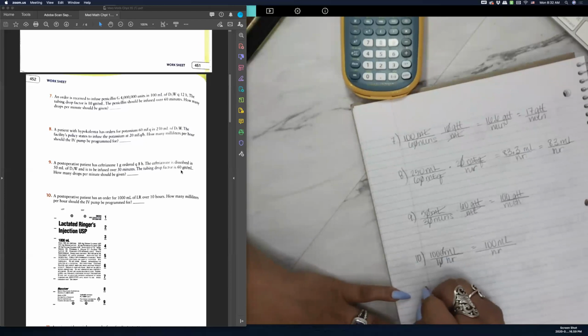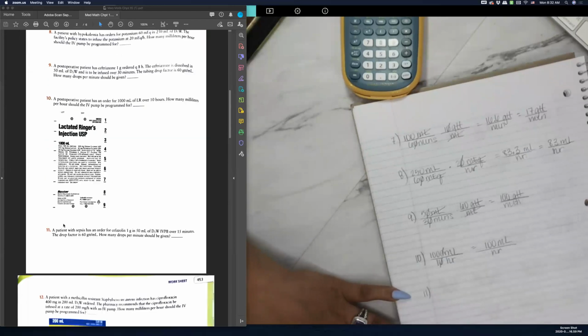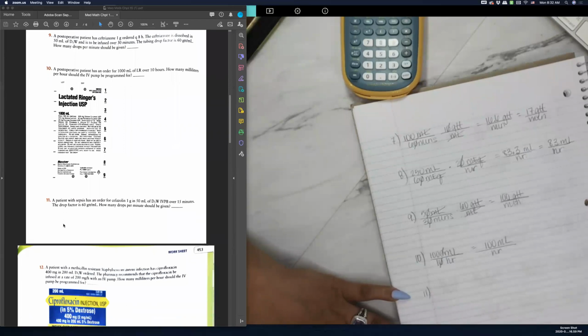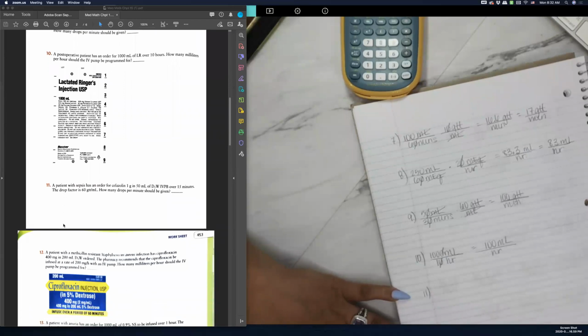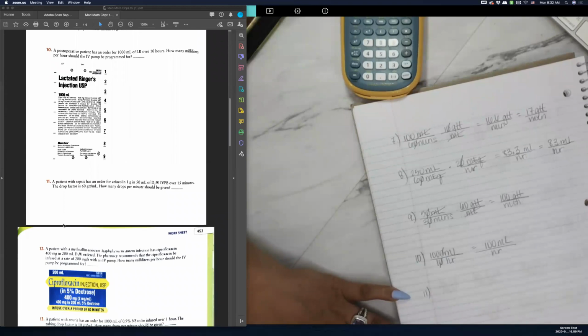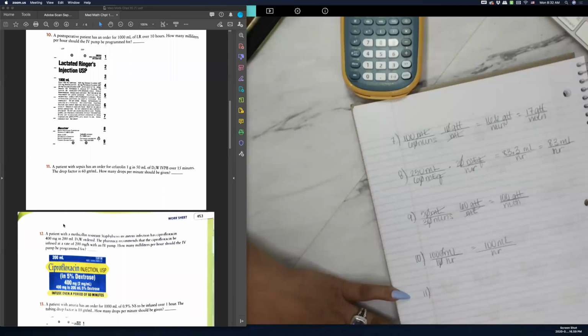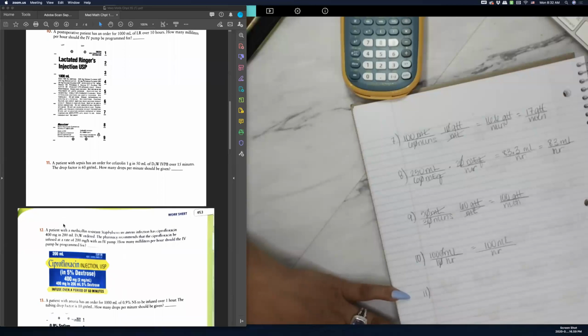Okay, 11. A patient with sepsis has an order for ceftriaxone 1 gram in 50 milliliters of D5W IVPB over 15 minutes. The drop factor is 60 drops per milliliter. How many drops per minute?